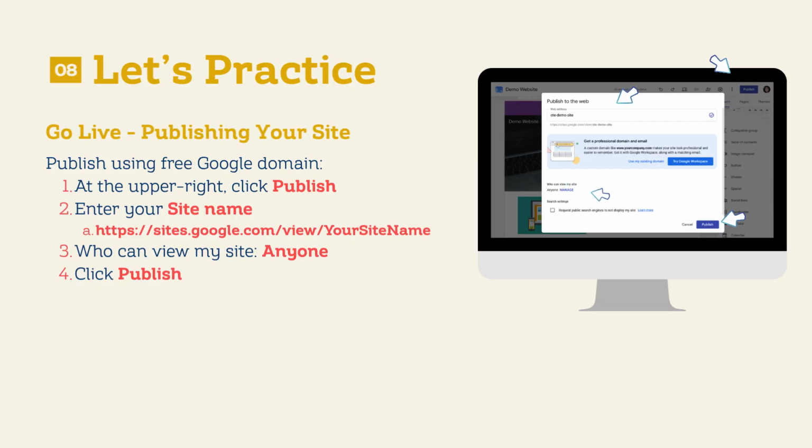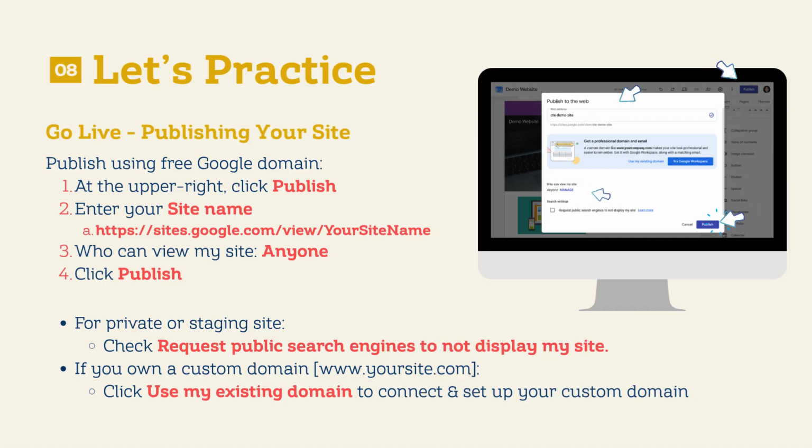A quick note: if the site is still a work in progress and not ready for the public to find, under Search Settings, check Request public search engines to not display my site. This acts like a privacy shield while you are testing. If you own a custom domain, www.yoursite.com, click Use My Existing Domain to connect and set up your custom domain.